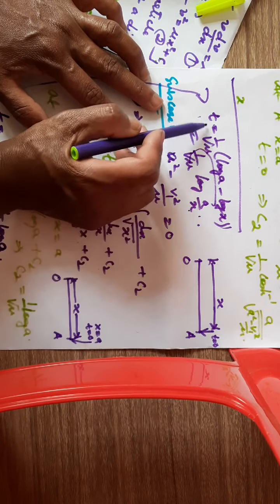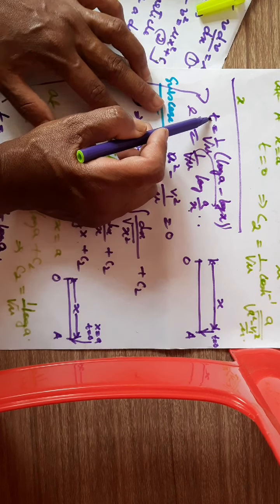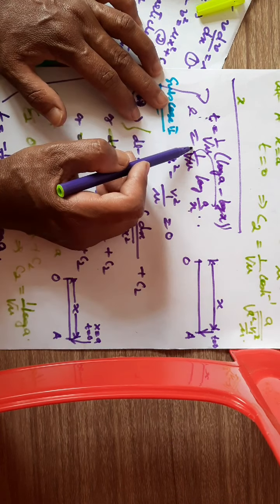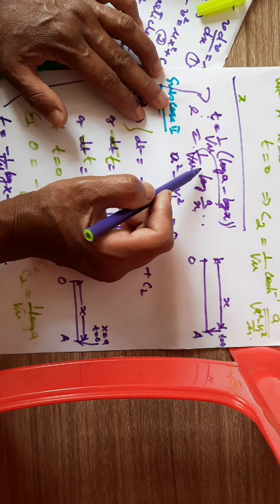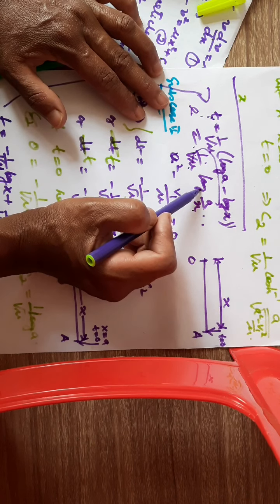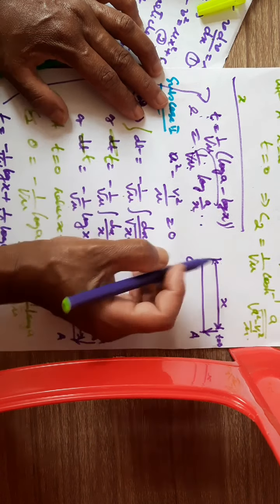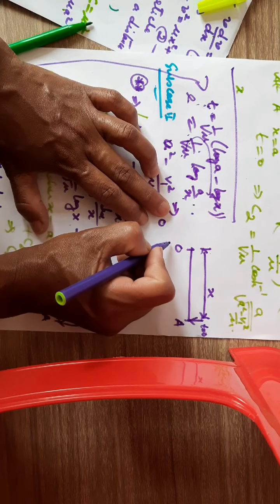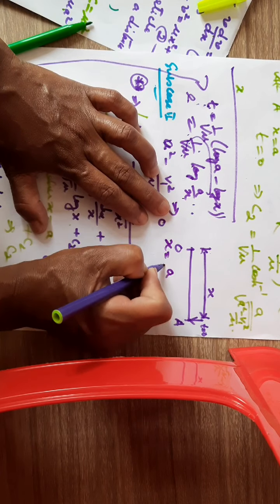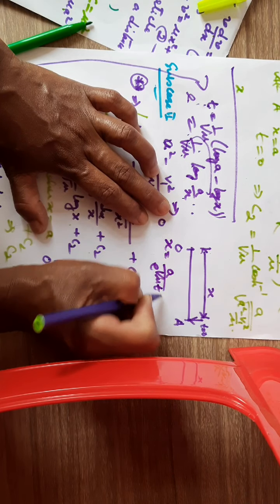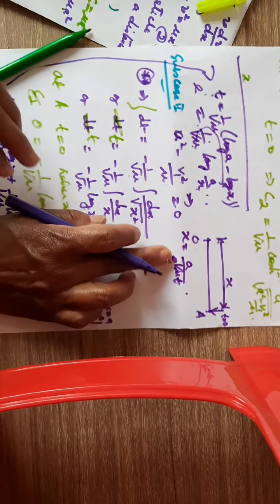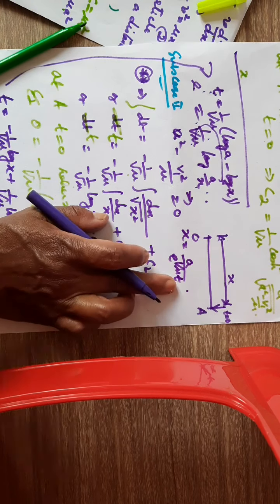Now to get x here, you can raise this to the exponential form, that is e to the power t will be e to the power this one into log of, log and e will be cancelled. So here you'll get x is equal to a by e to the power root mu into t. So this will be the relation of x and t now.